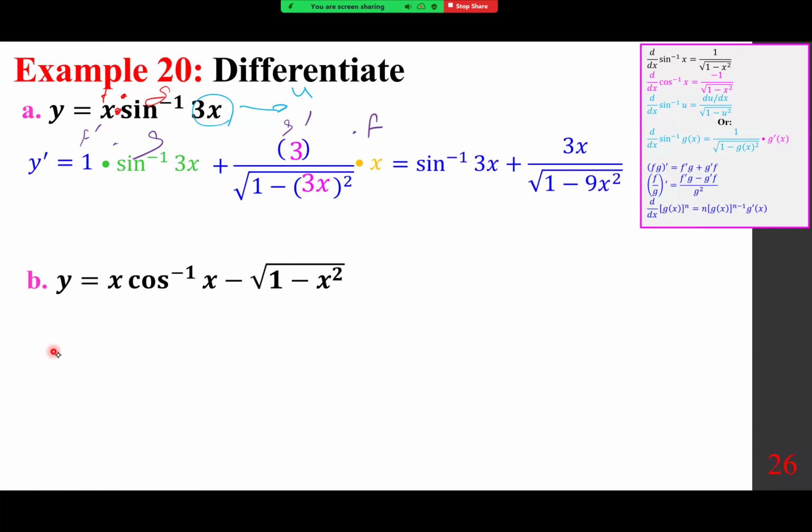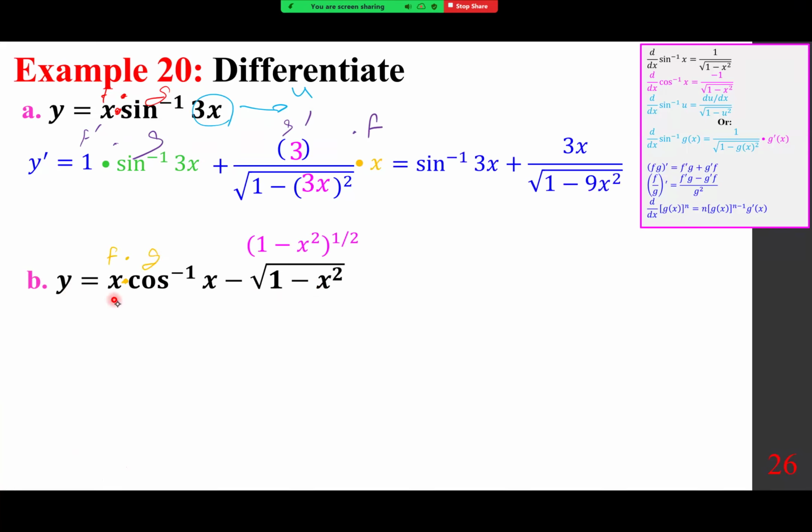Now x cosine inverse x minus square root of 1 minus x squared. We want to differentiate this. So the very first thing we do, we change this to 1 minus x squared to the power of 1/2. Now we are going to put a raised dot here. So we know that it's f times g, and we're going to use the product rule.